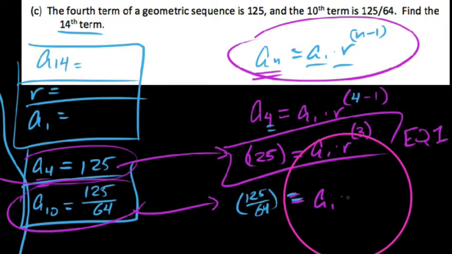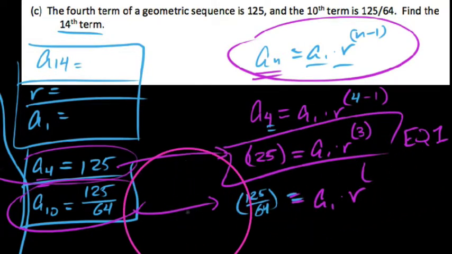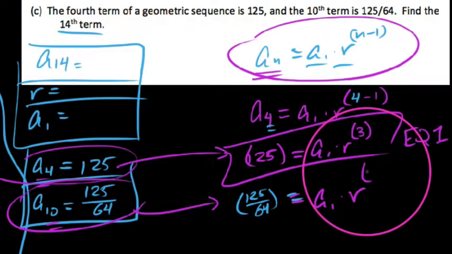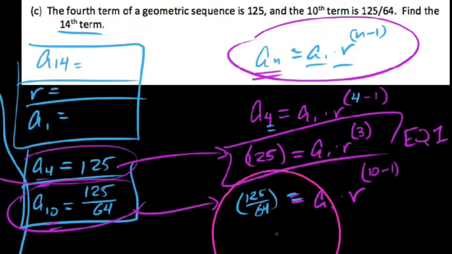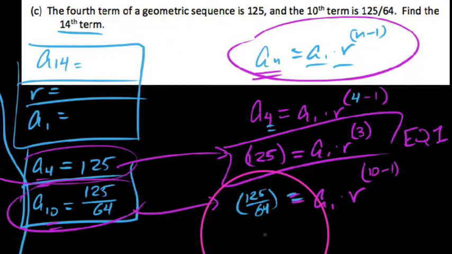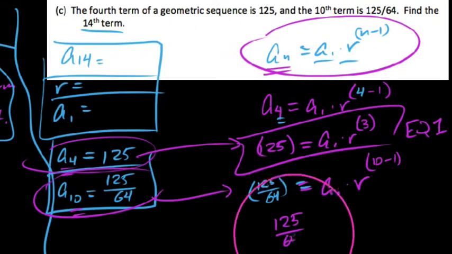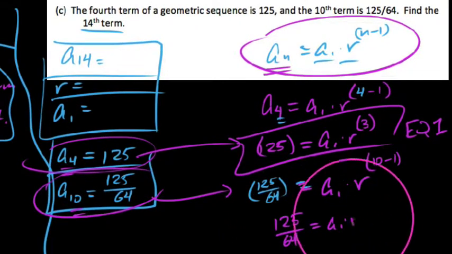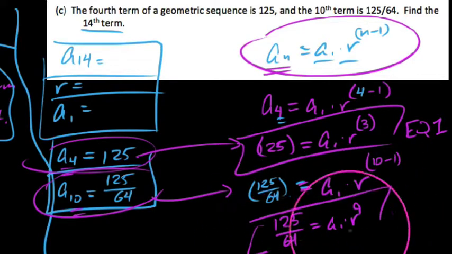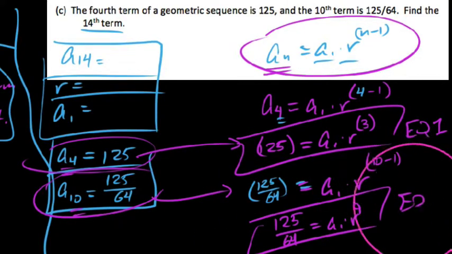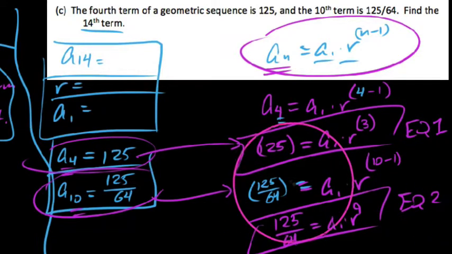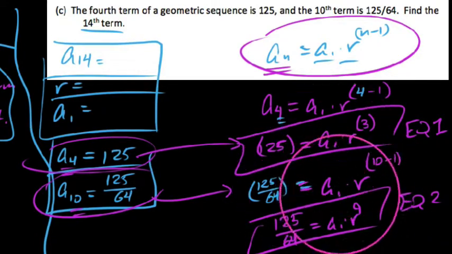We say a1 I don't know, and r I don't know. And I know that this was true only when n was equal to 10, so this would be 10 minus 1. Simplifying this slightly, 125 over 64 is equal to a1 times r to the 9th power. Now, here's the interesting thing. We have two equations. We need to solve this system, and the only thing is we can only use substitution here if we have a multiplication expression.